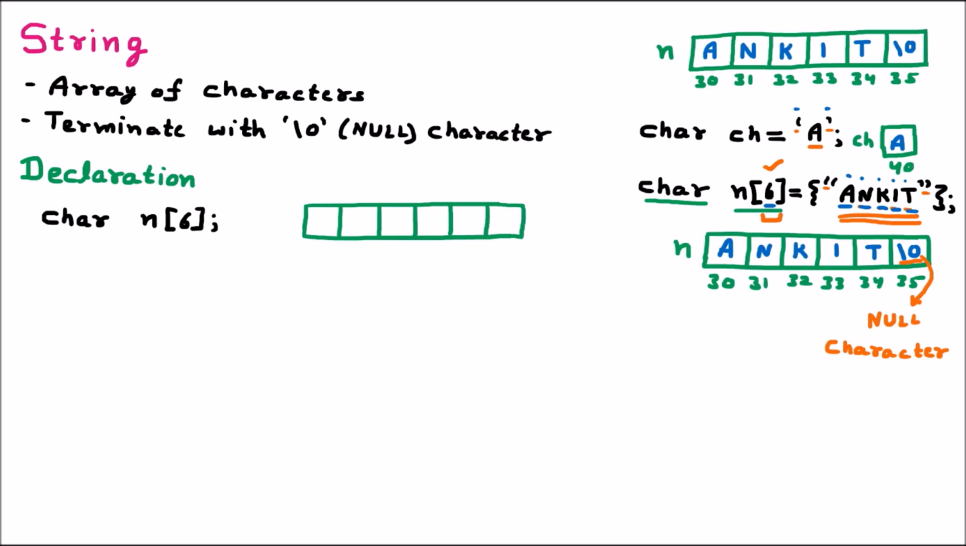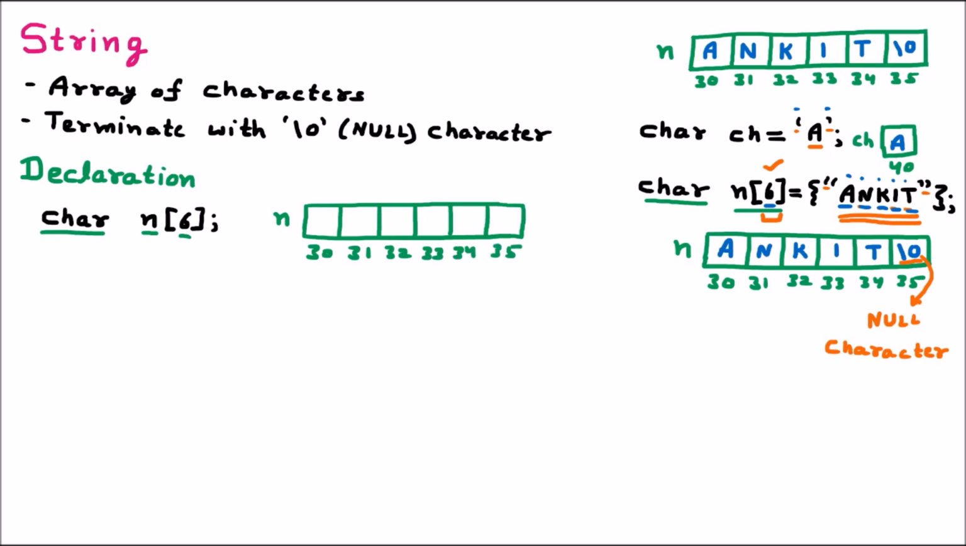So here the 6 blocks are reserved because the size is 6 and the name is n. So here the name of the array will be n. It is of character type, which consumes 1 byte. So we are assuming the base address is 30, then in the sequence 31, 32, 33, 34 and 35.